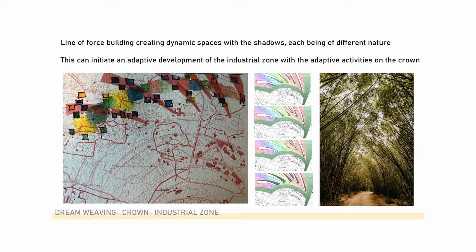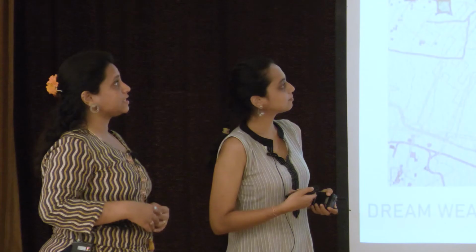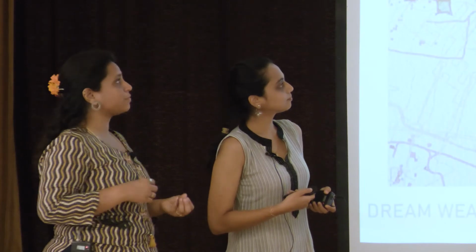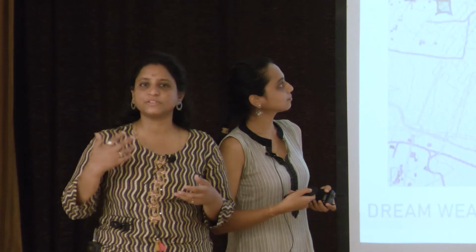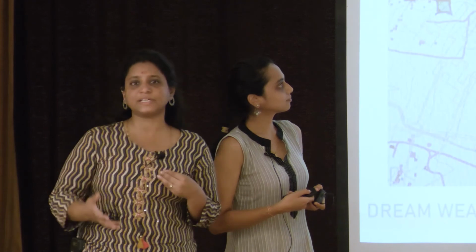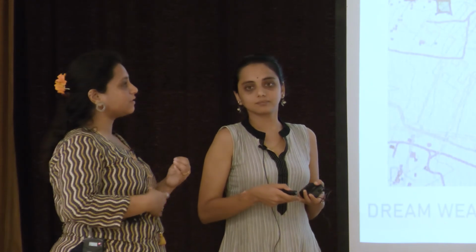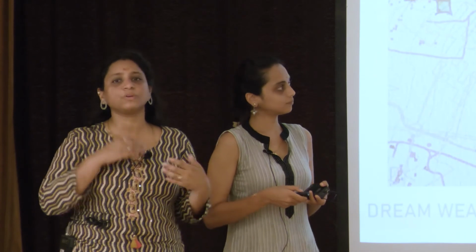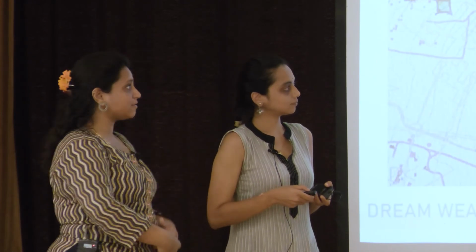Yeah, so this is again a recap from our previous presentation, where we were trying to look at the different spaces in the crown and how those could be dynamic with the different shadows forming, and how it could adapt according to the different times of the day and different times of the year. We could also get some gateways, like the green gateways, so that we can mark a transition between the zones, between the park and the zone, or any other places that we require.